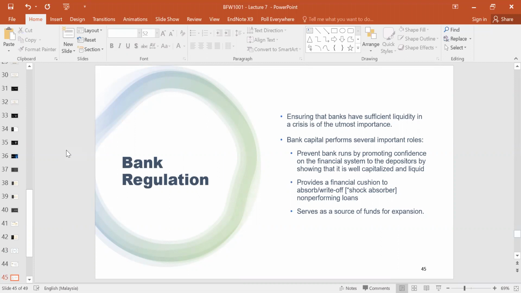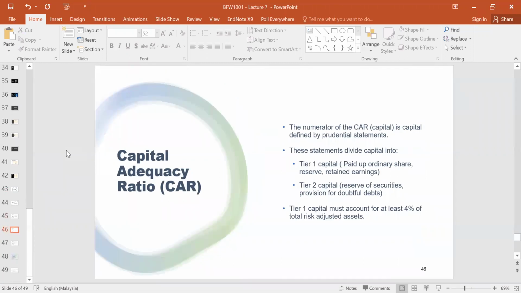So I'm sure all of you understand by now why it is important for a bank to have an adequate amount of capital. In addition to those reasons we have discussed before, banking regulation also tries to ensure that bank runs do not happen by promoting confidence in the entire financial system, by sending a signal to the depositors that the bank is healthy and your money is safe. The money that you put into the bank, you will be able to get it back at any time that you desire. So there's no risk of the bank running away with your money or you losing your money.